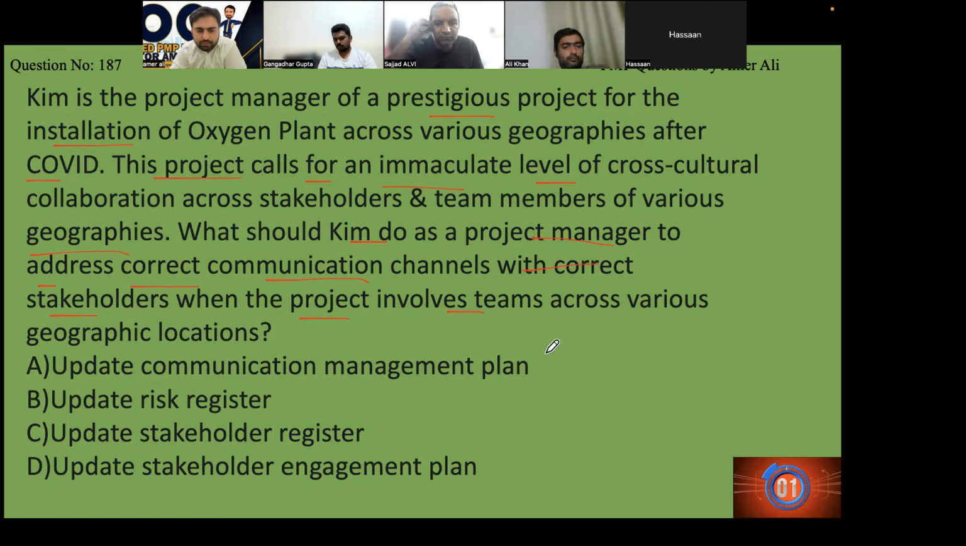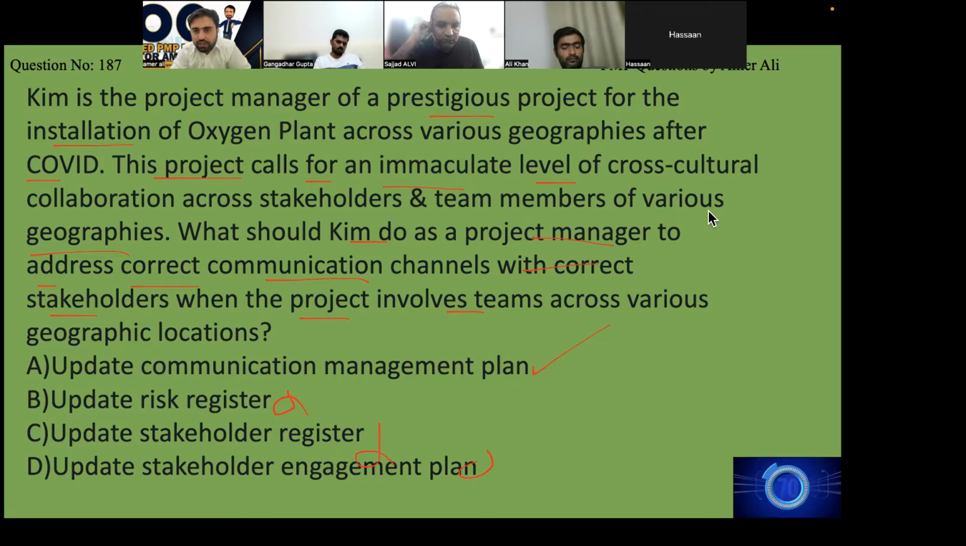What should Kim do? Update the risk register? The risk register has nothing to do with that. Stakeholder register, yes, but that is not the right thing. We're talking about the right information. Stakeholder plan, no. Straightforward, the right answer is the communication plan. Right information at the right time to the right people, to have the right impact.